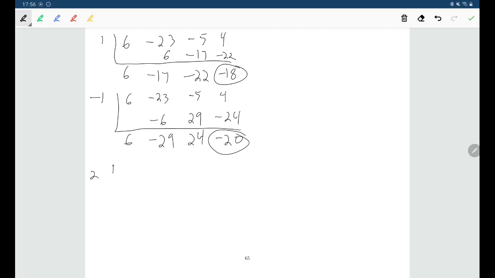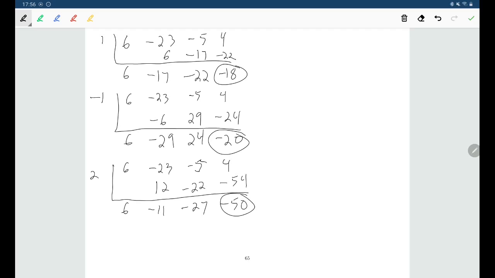Let's try +2. And we multiply. There we go. And we add. We multiply. We add. We multiply. We add. And that's not 0, so okay, we'll continue onward.